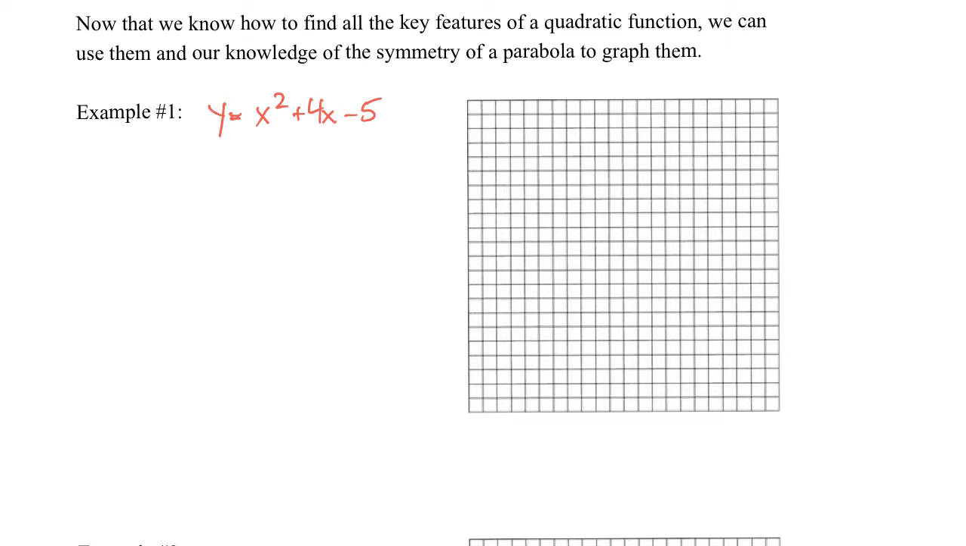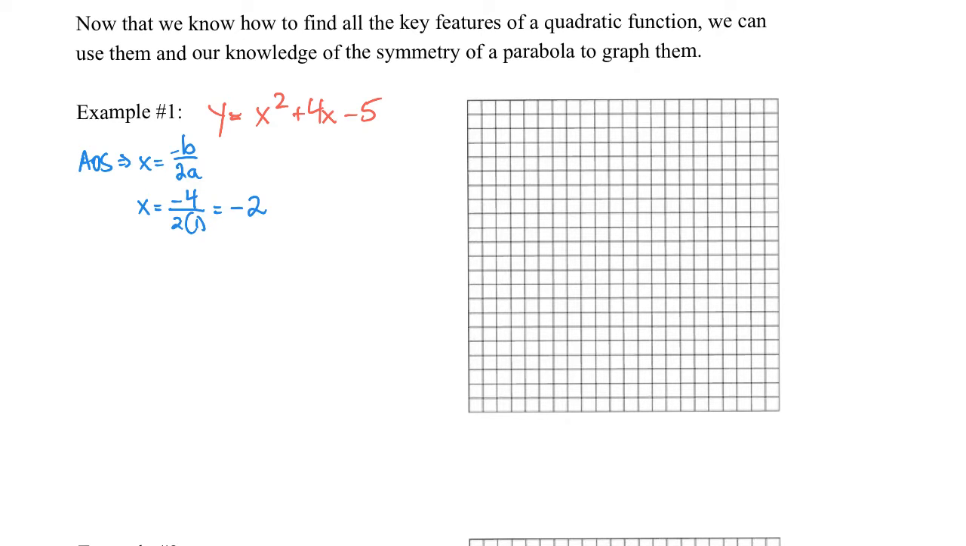Okay, so let's start with the axis of symmetry. Remember we learned that the axis of symmetry is x equals negative b over 2a. So in this case, the axis of symmetry is going to be negative 4 over 2 times 1, which is negative 4 over 2, which is negative 2. So my axis of symmetry is at negative 2.